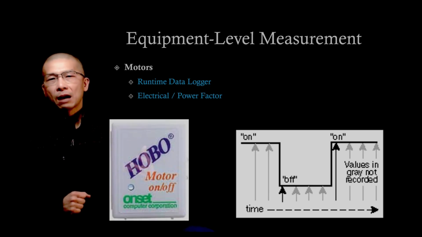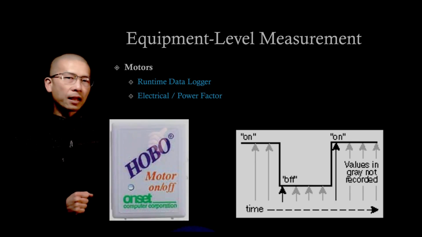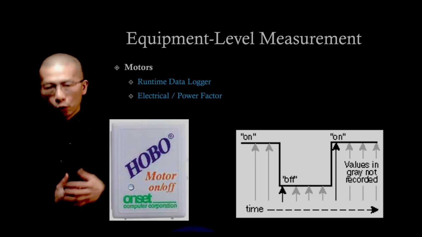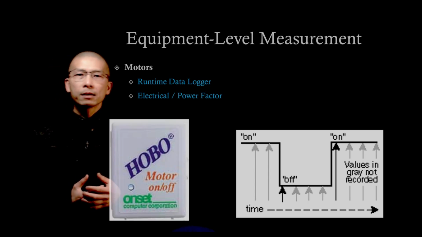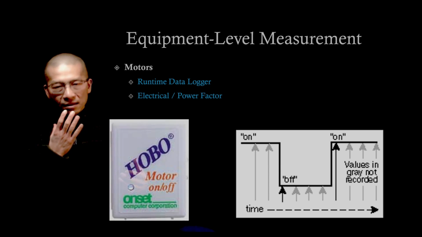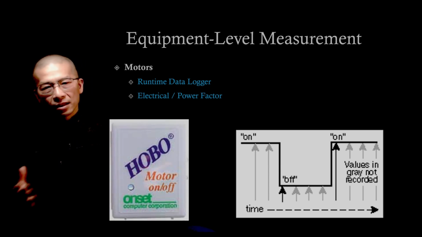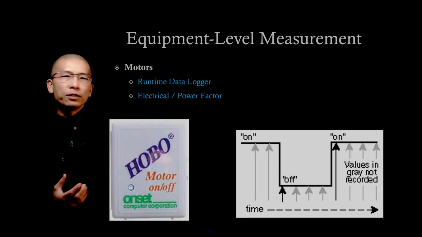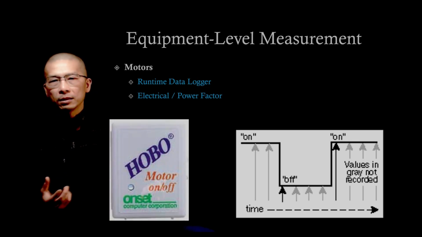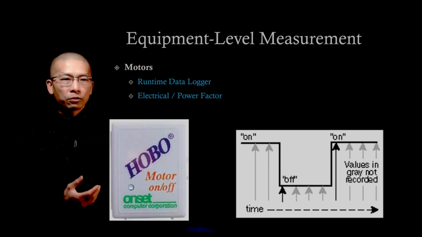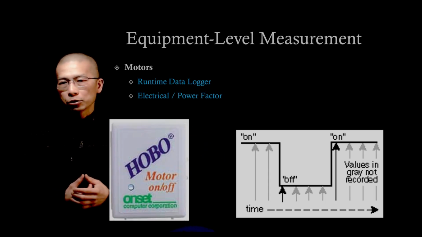Runtime will tell us how long and how often the motor runs, and this can help identify underused or overworked motors. It helps us decide and support maintenance planning based on actual operating hours, and reveals energy waste from equipment running when it shouldn't. So yeah, it gives us a lot of information.